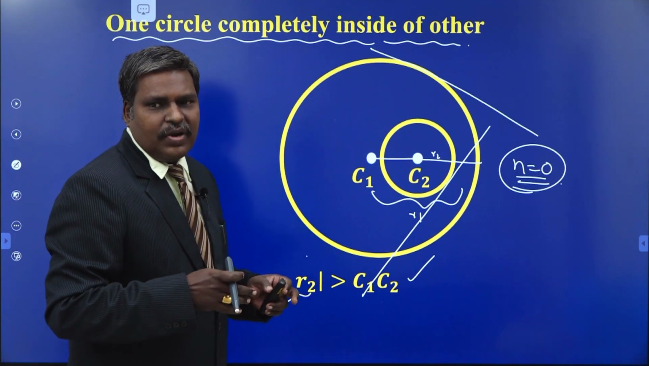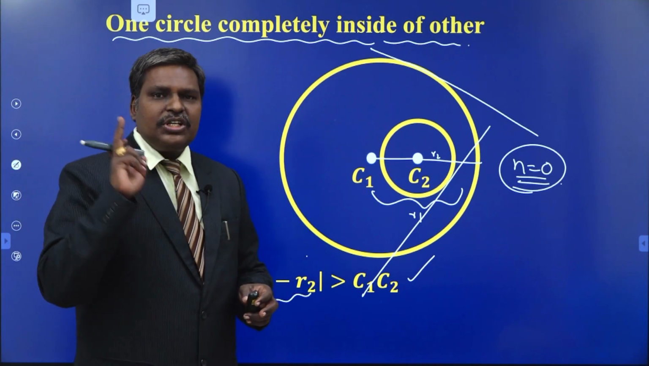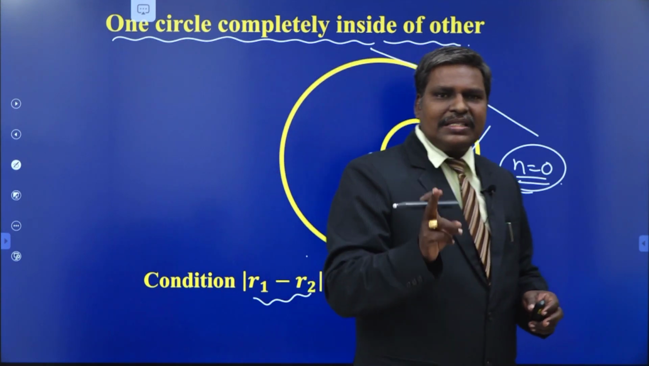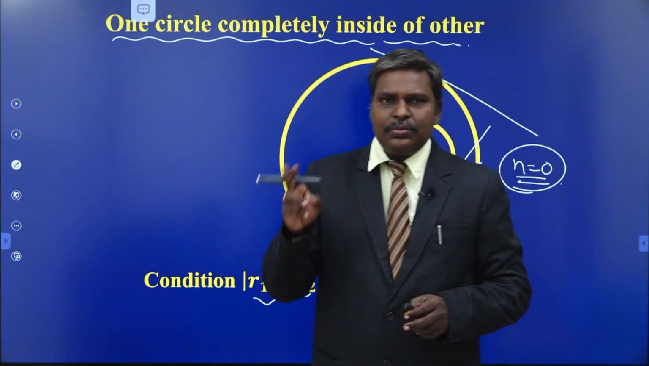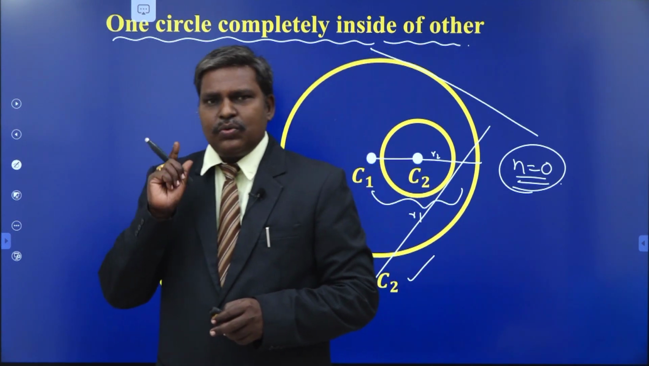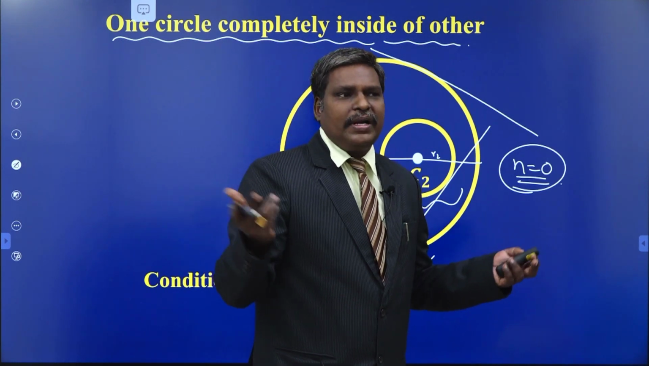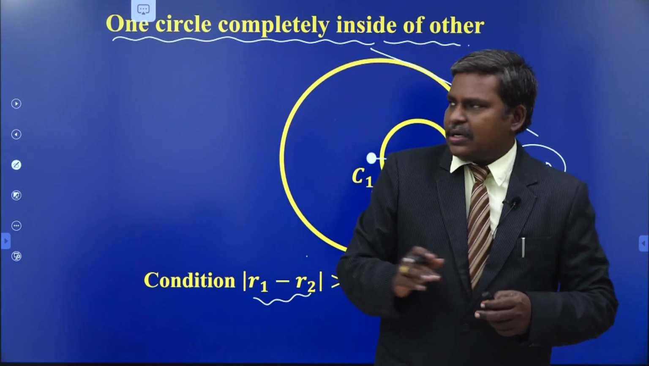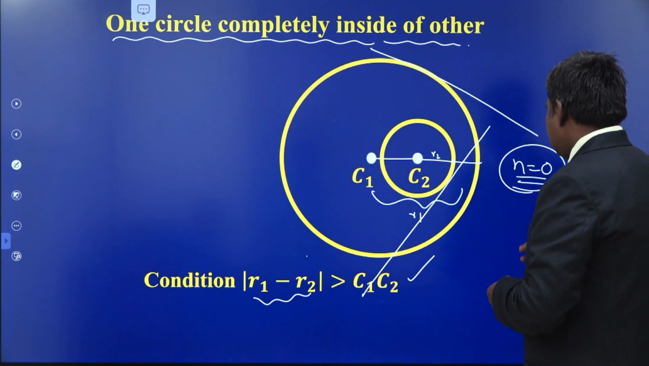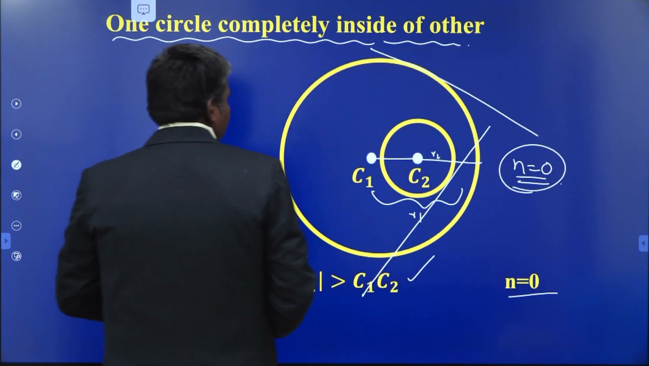So the conditions: C1 C2 greater than R1 plus R2, 4 common tangents. C1 C2 equals R1 plus R2, 3 common tangents. Mod R1 minus R2 less than C1 C2 less than R1 plus R2, 2 common tangents. C1 C2 equal to mod R1 minus R2, only 1 common tangent. Mod R1 minus R2 greater than C1 C2, no common tangents. So in this manner we can crack all these conditions. Here the number of common tangents is 0.